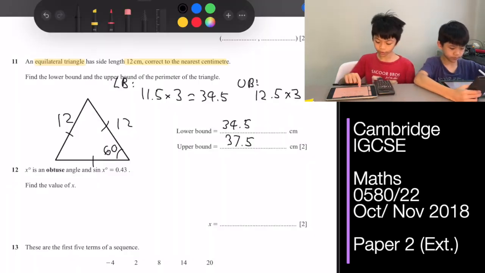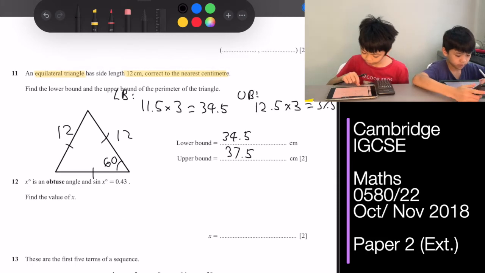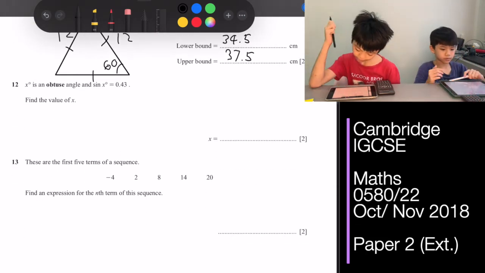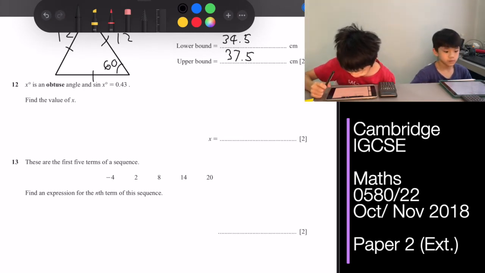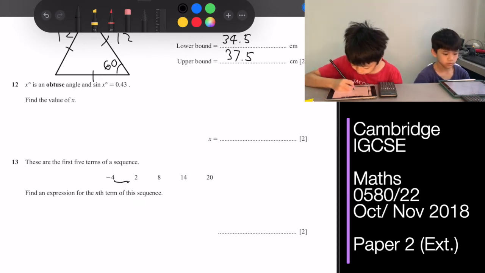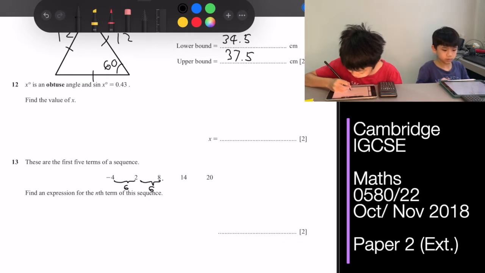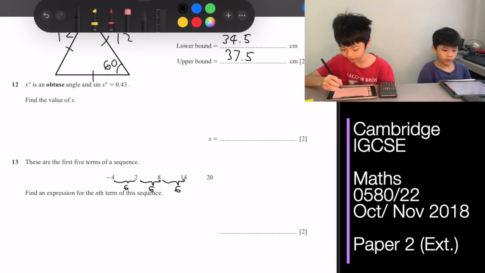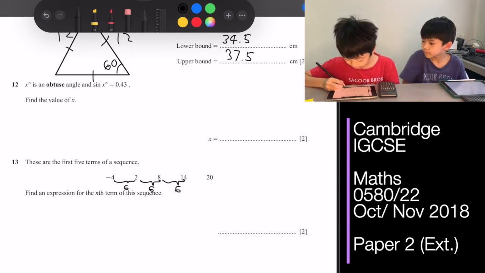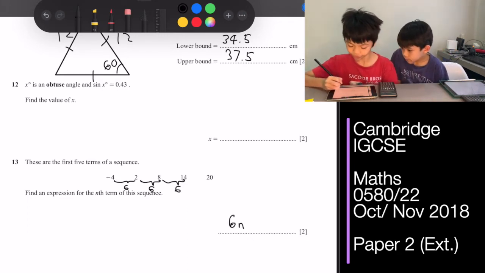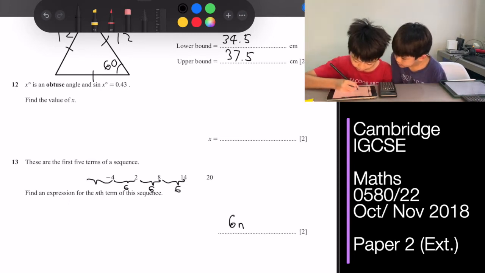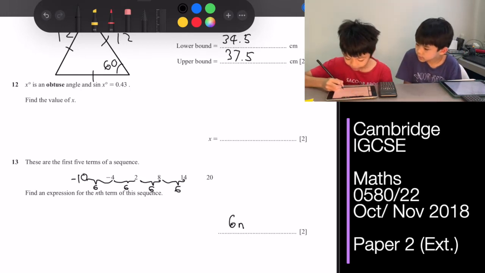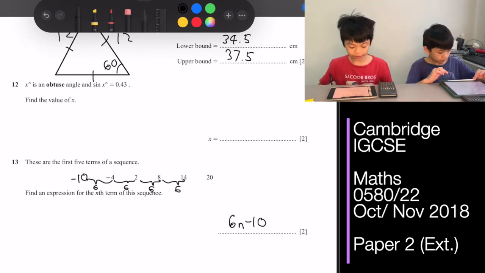Okay. For question 12, 13, these are the first 5 terms of a sequence. Find an expression for the nth term of this sequence. Okay, so this is a difference of 6, and 6, and 6, so it's 6 continuously. So we know it's 6n because it's an increasing number. It's a constant increasing number. Then negative 4 minus 6, which is backwards 6, will give us negative 10. So it's 6n minus 10, and then we'll test it out.